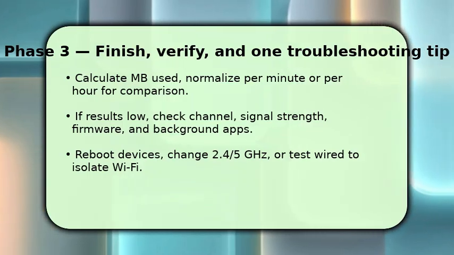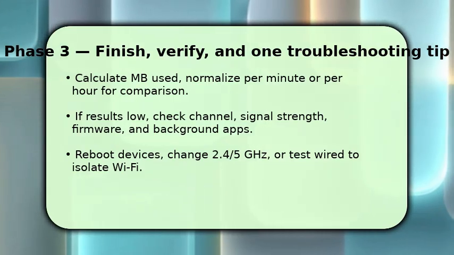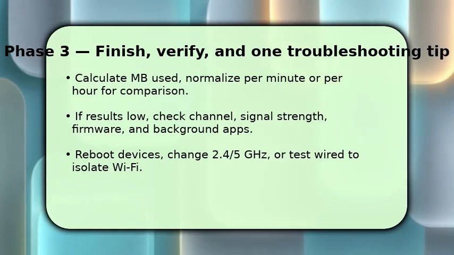If numbers look lower than expected, check Wi-Fi channel congestion, signal strength, firmware updates, and any background apps eating bandwidth. These factors commonly reduce throughput.